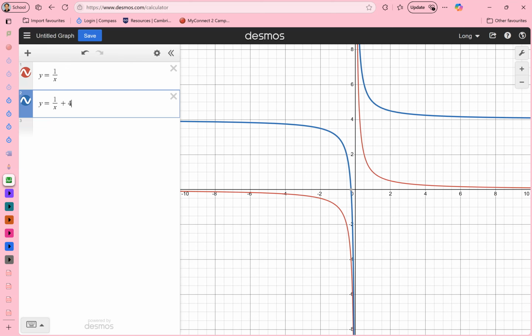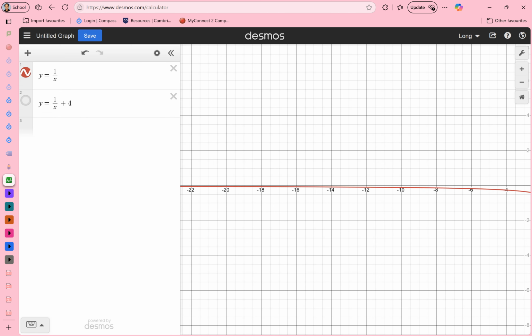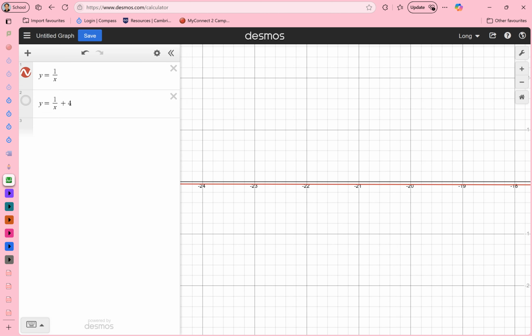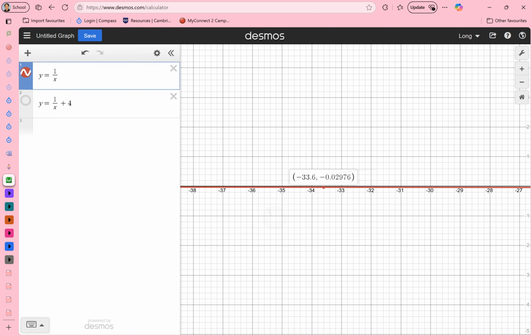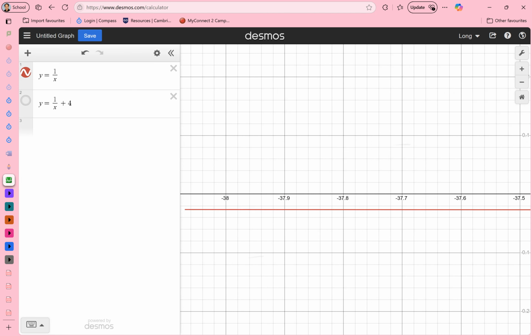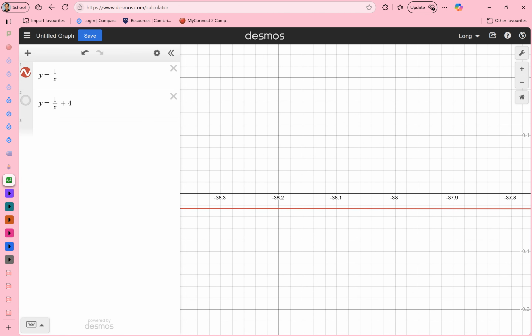Let's have a look at the graph. I'm going to zoom in so you can see. I'm going to take off the blue graph. See this? It looks like it's going to touch the x-axis, but if I keep zooming in, there's always a gap. See over there? It keeps getting smaller and smaller. I keep going all the way across, I keep coming in, and it's always got a gap. Never touches the x-axis. It gets very close.